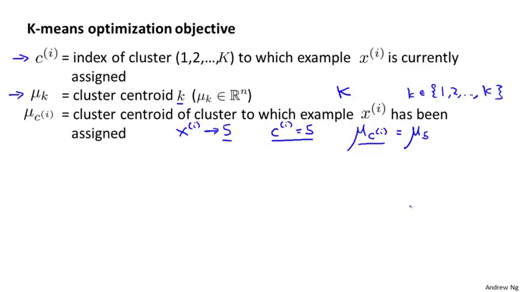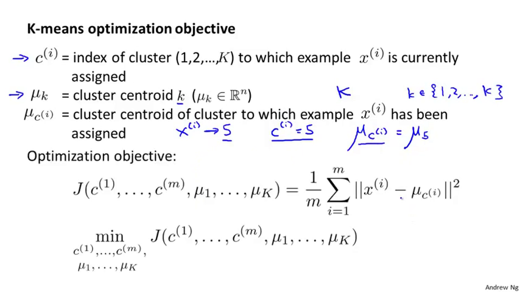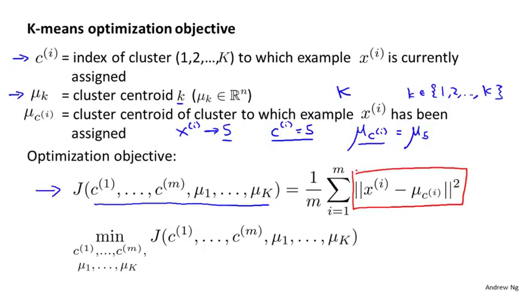Armed with this notation, we're now ready to write out the optimization objective of the k-means clustering algorithm. Here it is. The cost function that k-means is minimizing is a function J of all of these parameters, c^1 through c^m and mu_1 through mu_K, that k-means is varying as the algorithm runs. The optimization objective shown on the right is the average, or 1 over m, of the sum from i equals 1 through m of this term that I've just drawn the red box around, the squared distance between each example x^i and the location of the cluster centroid to which x^i has been assigned.